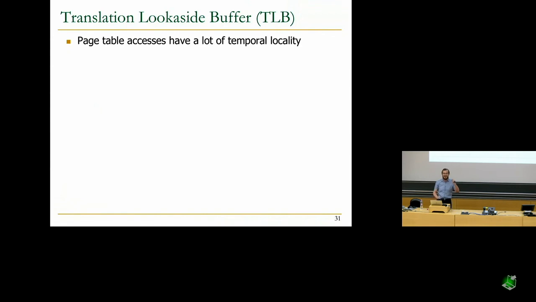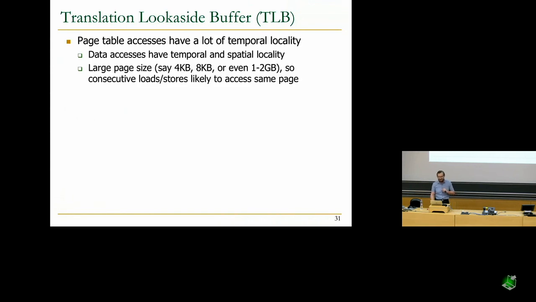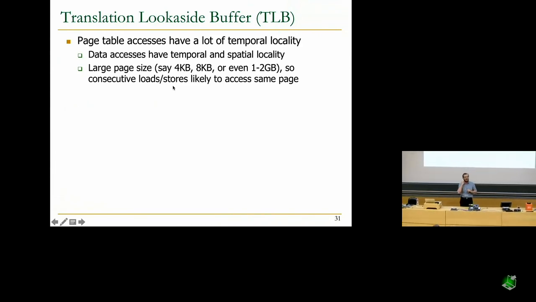And you hit in the TLB most of the time because page table accesses have a lot of temporal locality. Data accesses have temporal and spatial locality. If you have a large enough page size, consecutive loads and stores are likely to access the same page. So you translate it the first time, you go to the page table, cache that translation for that virtual page inside the TLB, and then the next load instruction accesses it and finds the translation in the TLB. So you don't need to do the translation again and again and again. The TLB does it for you.